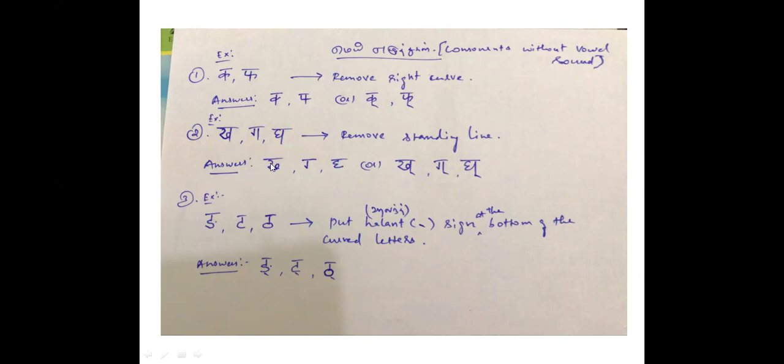Okay, you can write these half letters in this format also by putting haland. If you put haland, this letter is also pronounced as ik. The first example, you have to remove the right curve. The second example, you have to remove the standing line.